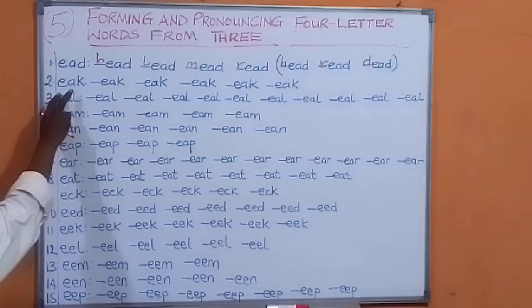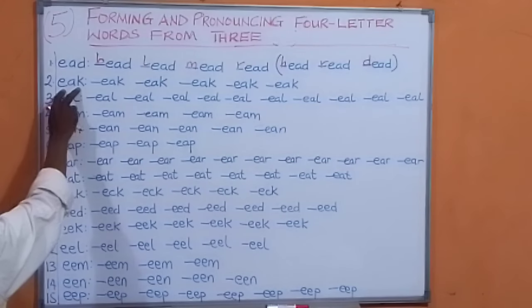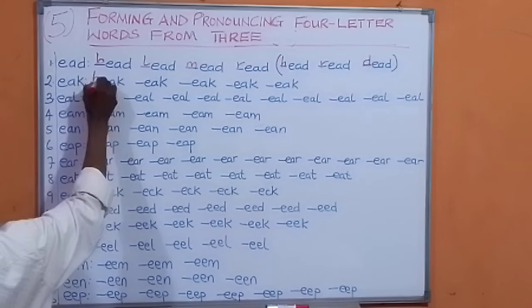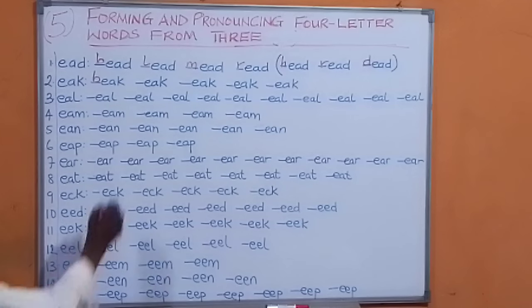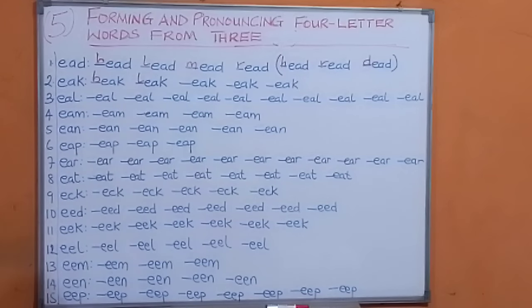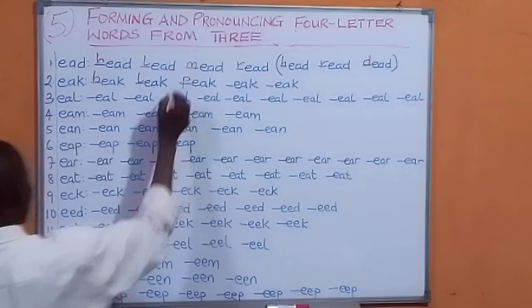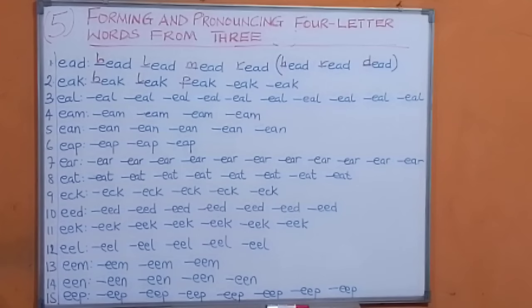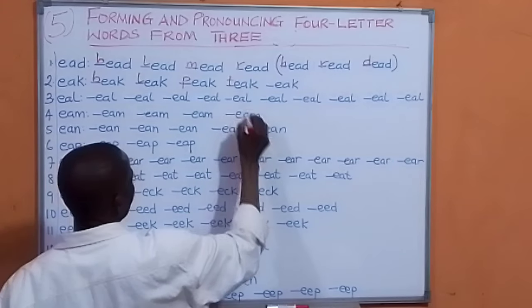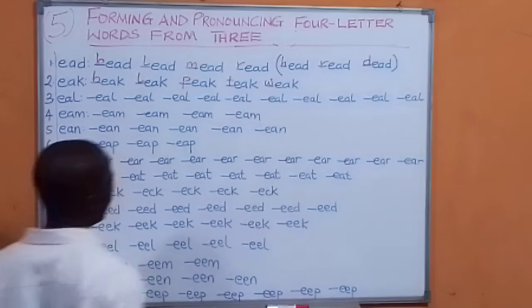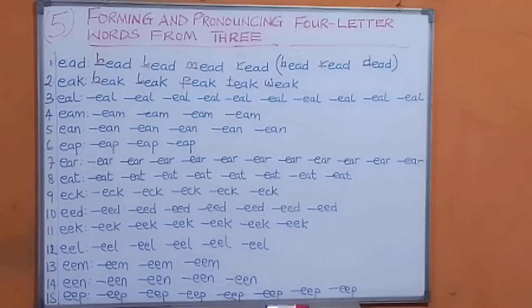Okay, let's go to number two, "ik". Let's put B there, it will be big. Let's put L, it will be leak. Let's put P there, it will be pig. Let's put T, it will be thick. Let's put W, it will be weak.